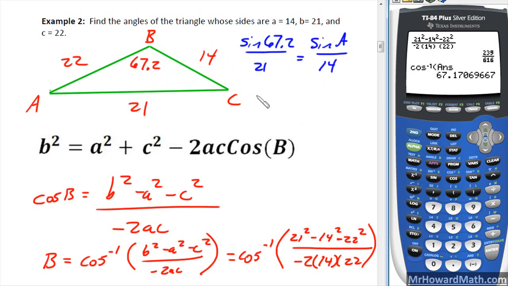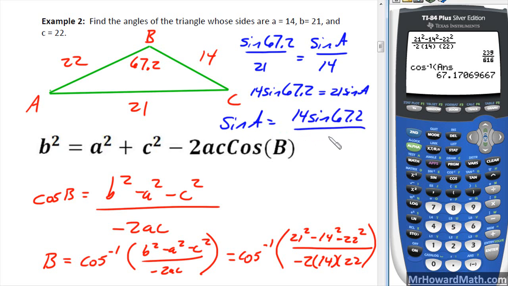So cross multiply, we get 14 sine 67.2 is equal to 21 times sine of A. So divide by 21, we get sine of A is equal to 14 sine 67.2 all over 21. And that means that A is the inverse sine of all of that, 14 sine 67.2 all over 21.